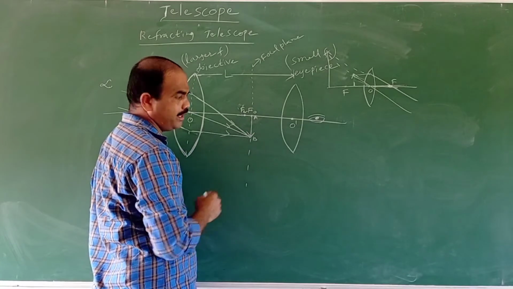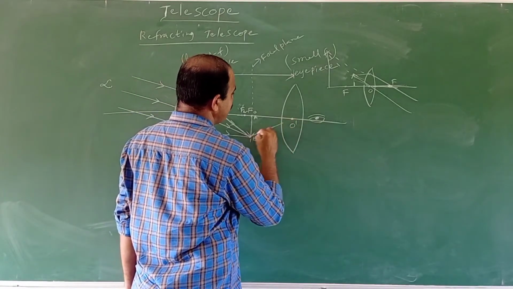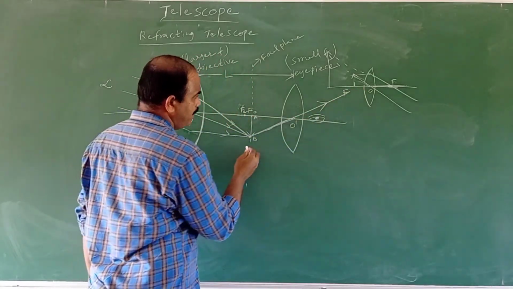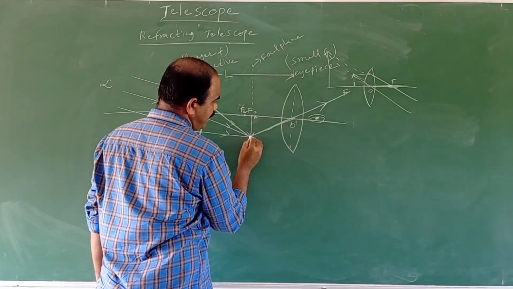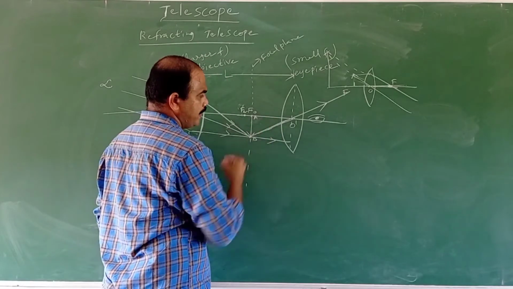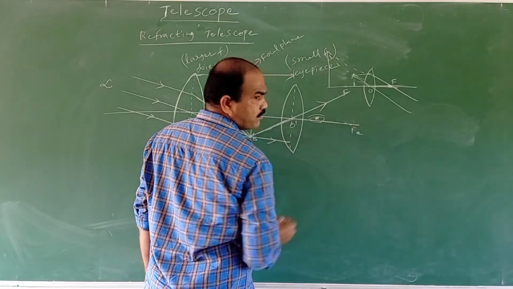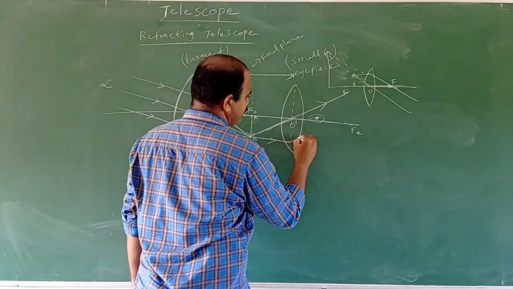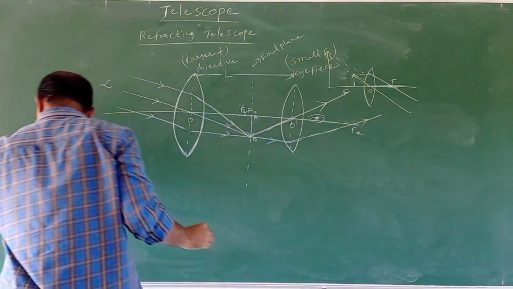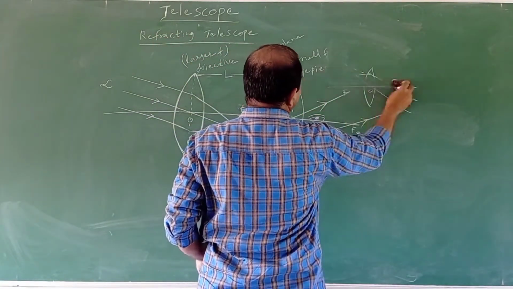I am going to draw the ray diagram. Observe. I am taking one ray that passes through the optic center, so it continues along the same path. Next, I am taking the other ray that is parallel to the principal axis. After refraction, it passes through the focus on the other side of the lens. But when we observe these two rays, how are they?